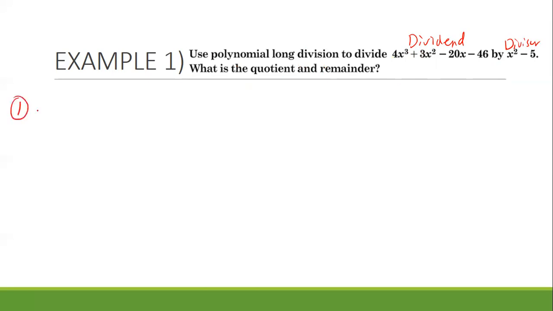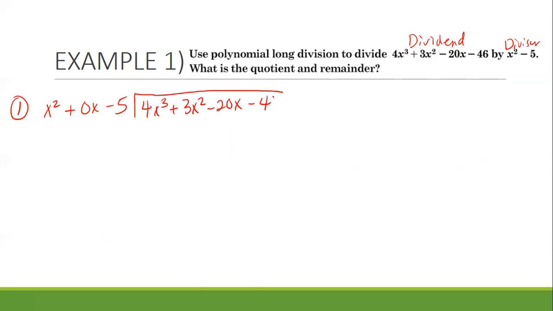So step one is where we set it up. For our divisor, we are missing our linear term. So we're going to write x squared plus 0x minus 5, divided into our dividend, which is 4x to the third plus 3x squared minus 20x minus 46. So do you see how we use 0 as a placeholder?